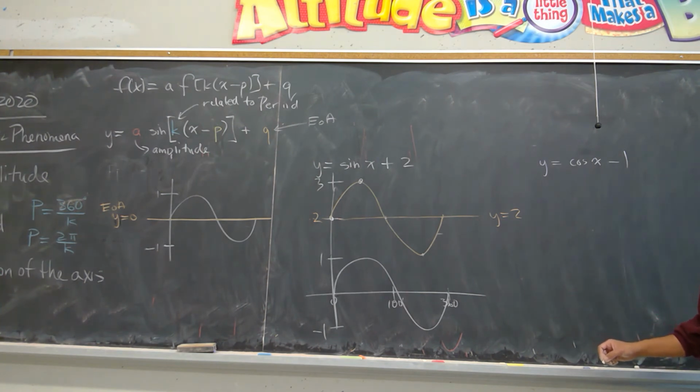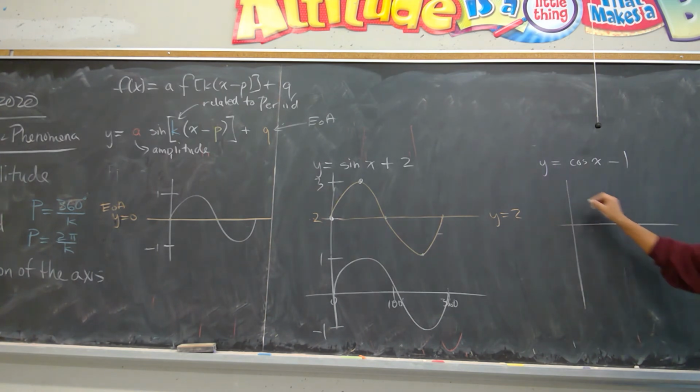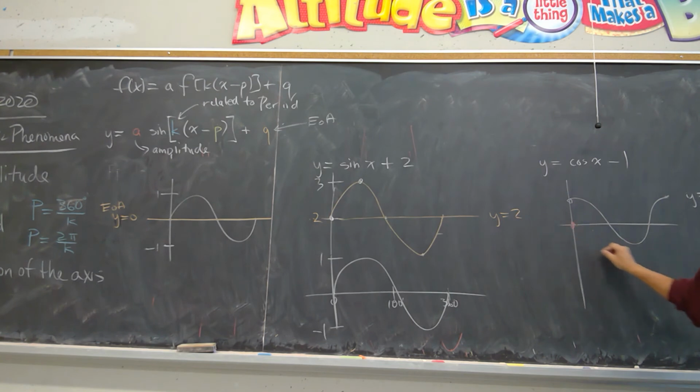The cosine graph. Yeah. And then down 1. So let's draw the cosine graph, just to help everyone out. And then down 1, right? So let's just do this in red.